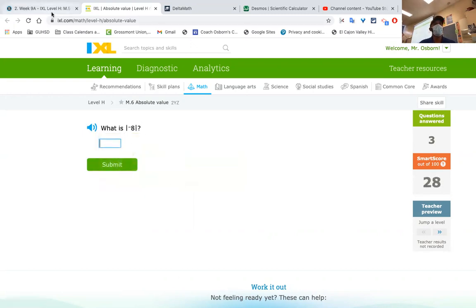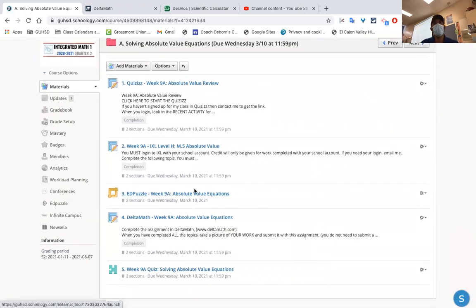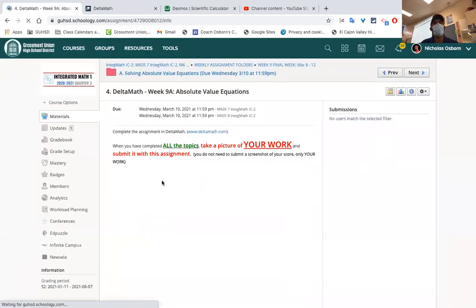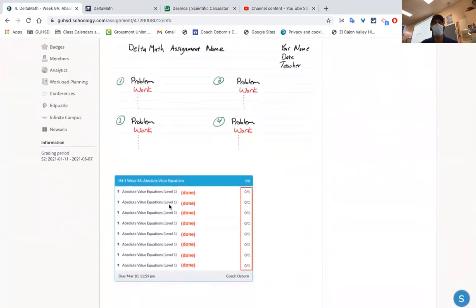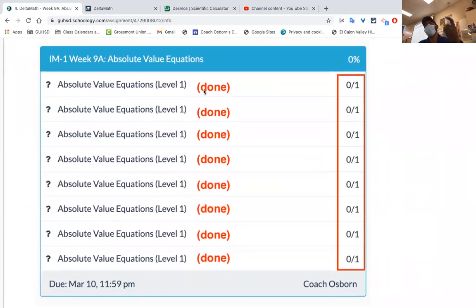All right, so after you're done with that, the next assignment will be the Edpuzzle, and it'll explain how to do equations. And I'm going to give you some examples of equations from Deltamath. Now, when you work on this one for 9A, just remember that this is the type of assignment where you just get one attempt, and even if you get it wrong, you're still done. It might not have the little green check mark when you finish that problem, but it should say done right here. As long as it says done, then you're good.